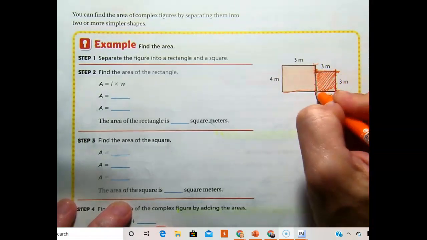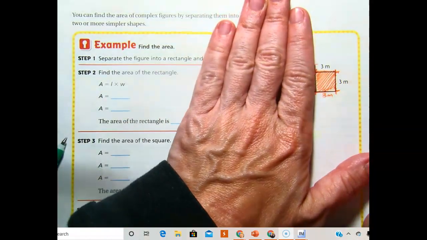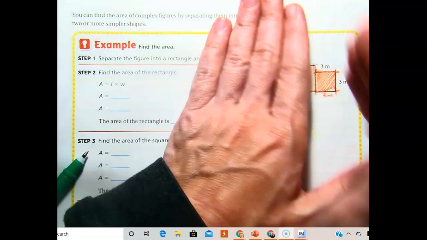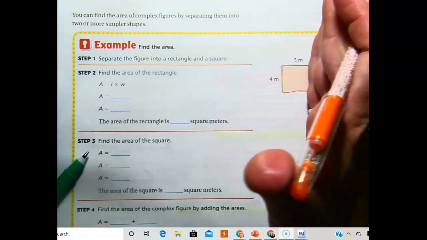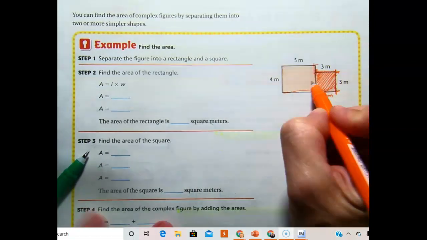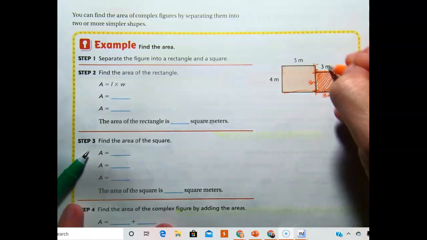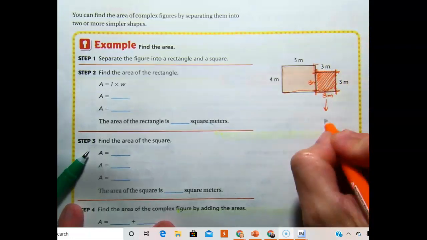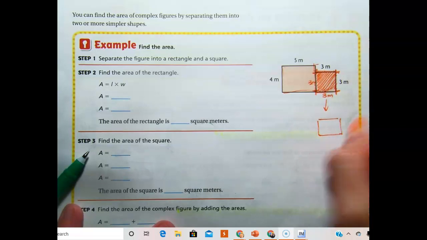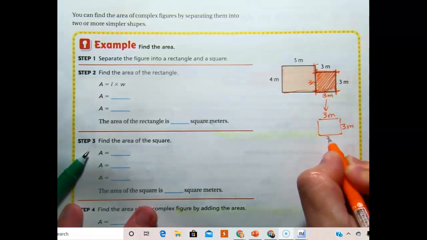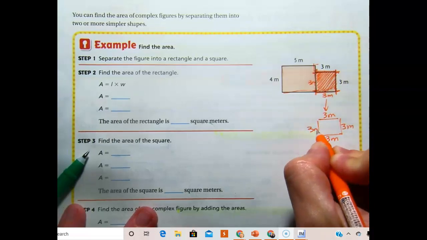And from here to here, just remember, you're thinking of this as a completely separate shape. If this was a cake, we've taken a knife and split them, okay? So we have 3 meters from here to here. So let's think of this as a separate shape. We could even pull it down here and think of it as being cut off. 3 meters by 3 meters, labeling it all around, okay?